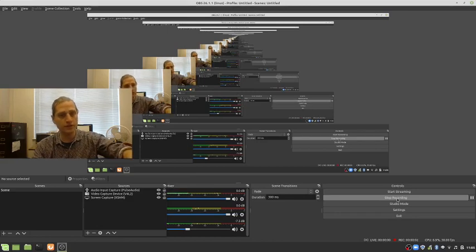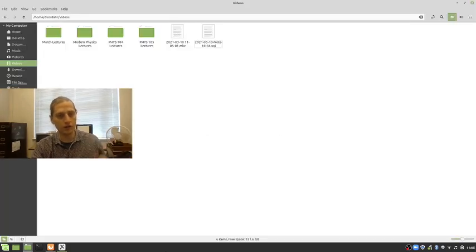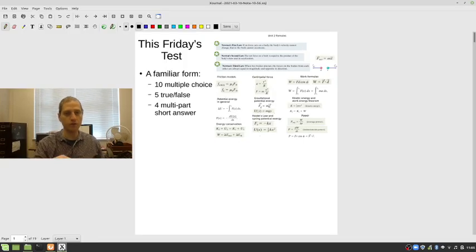Okay, physicists, today is our pre-test review. On Friday of this week, you're going to see a test of a familiar form. This is the Unit 2 formula sheet as it now stands. You should expect to see 10 multiple choice questions, 5 true/false, and 4 multi-part short answers. I'm going to talk about what specific things you're going to see more as we go on today.